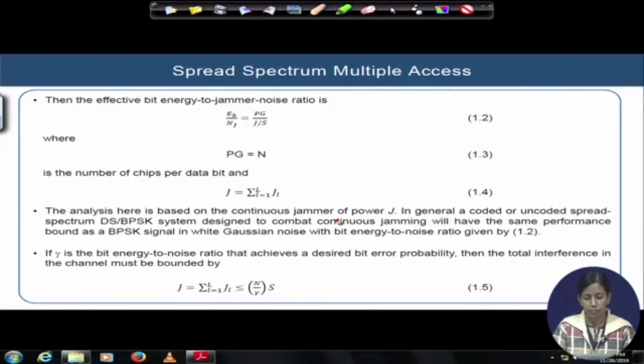We know that if gamma is the bit energy to noise ratio that achieves a desired bit error rate probability, then the total interference, this J_L, should always be less than or equal to N by gamma. It can be bounded by N over gamma multiplied by the transmitted signal S.